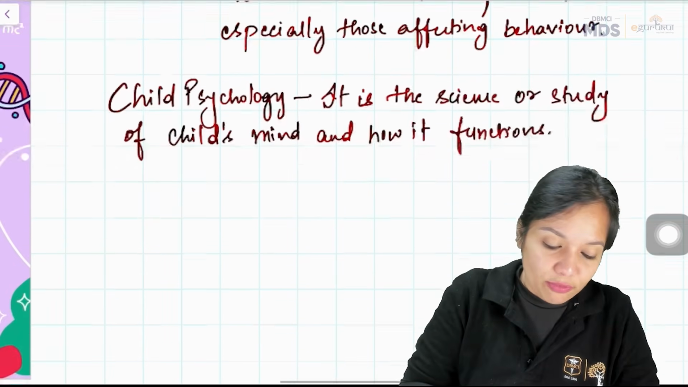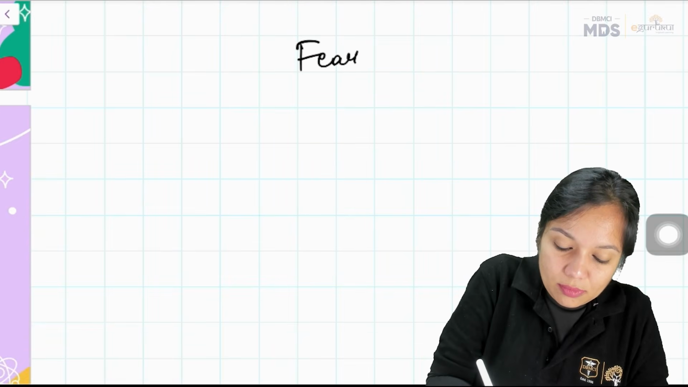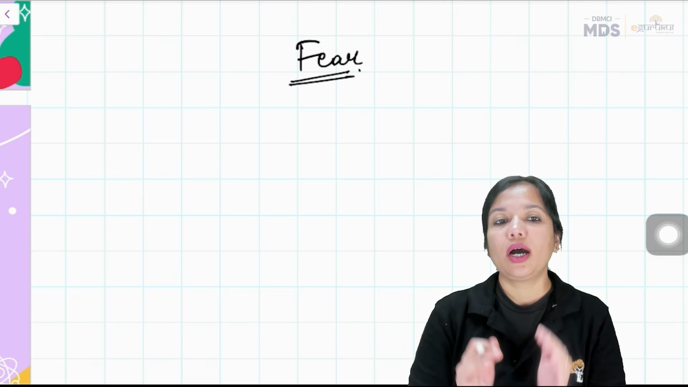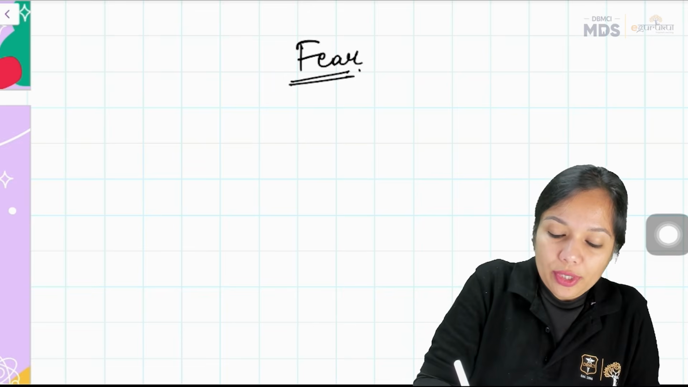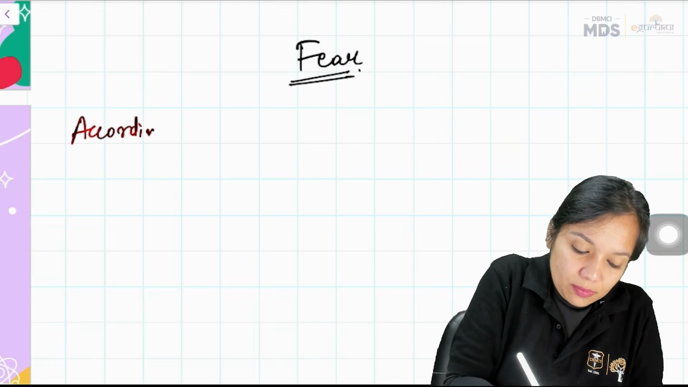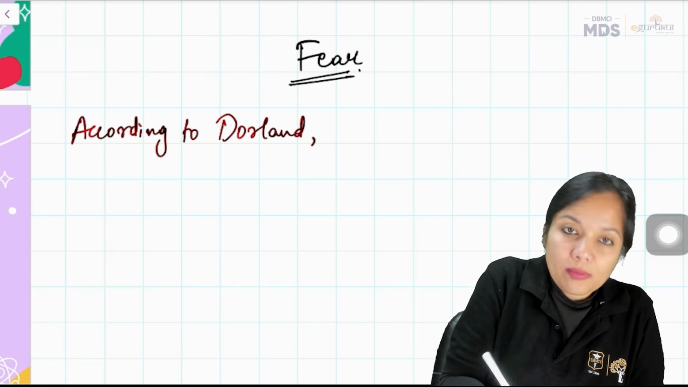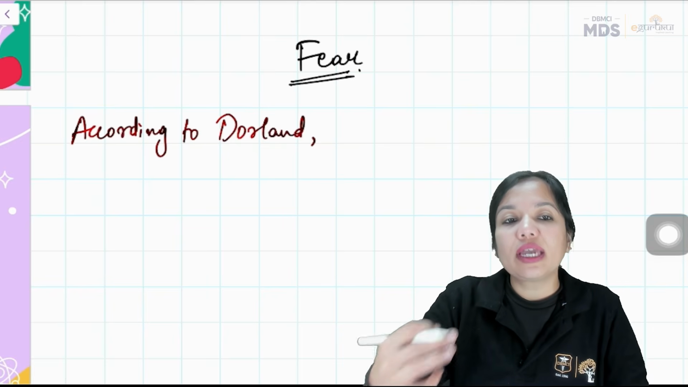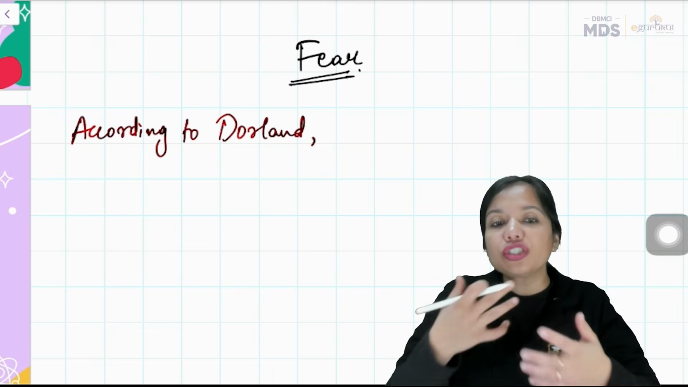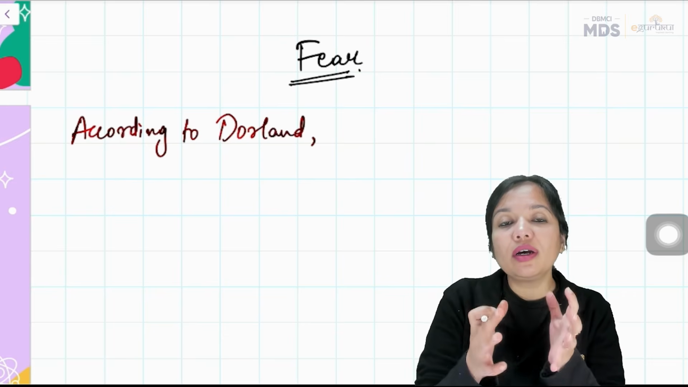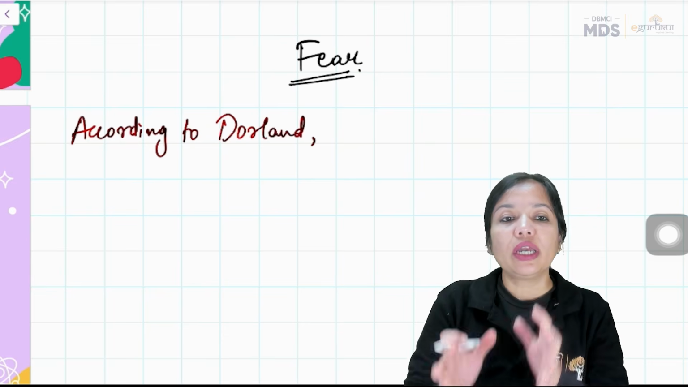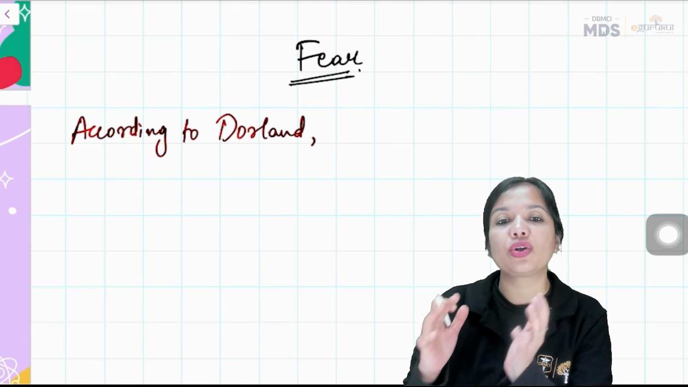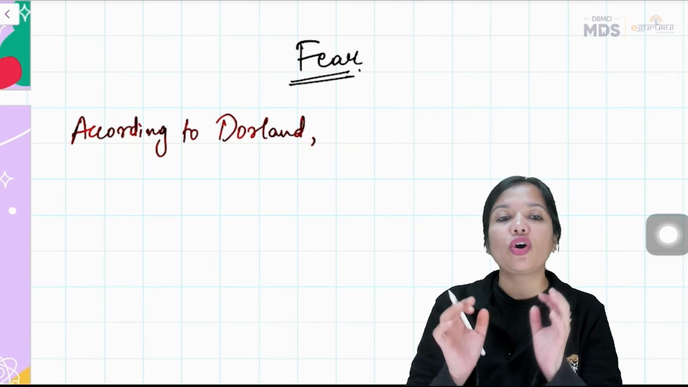So when we read about fear, fear is what, according to Dorland: an unpleasant emotional state consisting of psychological and psychophysiological responses to a real external threat or danger, including agitation, alertness, tension, and mobilization of the alarm reaction, is called fear.